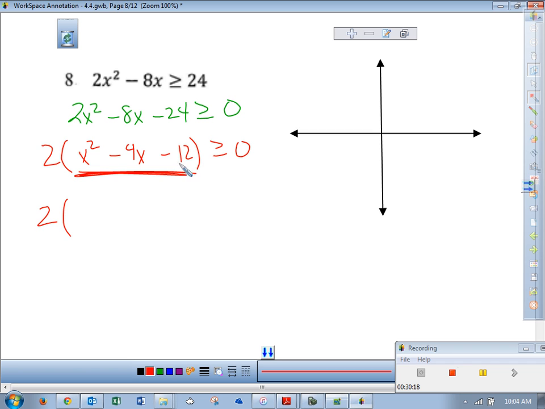Two numbers multiplied together would be negative 12. Added together would be negative 4. So 2 and 6, but the 6 has to be negative, right? So (x plus 2) times (x minus 6) greater than or equal to 0. My roots: x could be negative 2 or 6. Plot them on the x-axis, negative 2, 0, 6, 0.